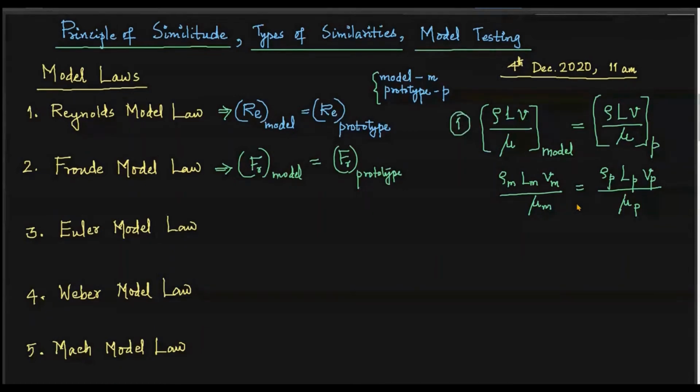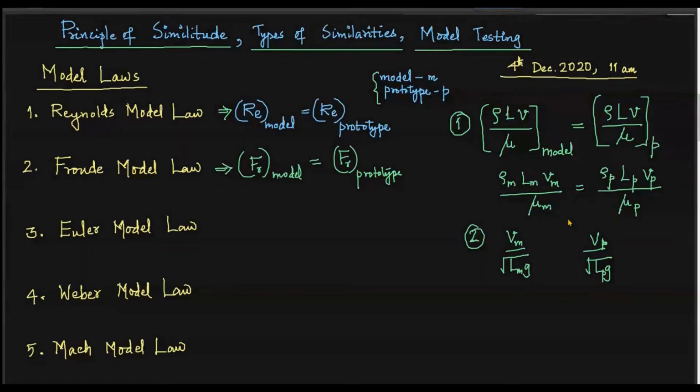Now about the second one, Froude model law means what? The Froude number, as we discussed during the last class, is velocity by root of L g. So V divided by root of L g is the Froude number of the model. I'm going to use the suffixes L m, V p, L p. So what is that? V m by root of L m into g.